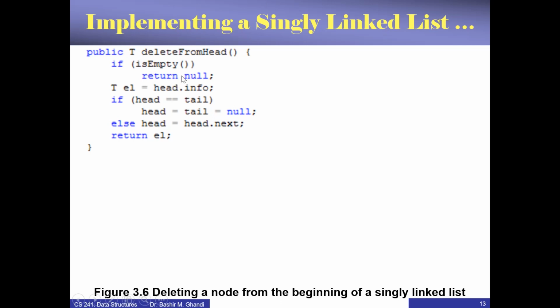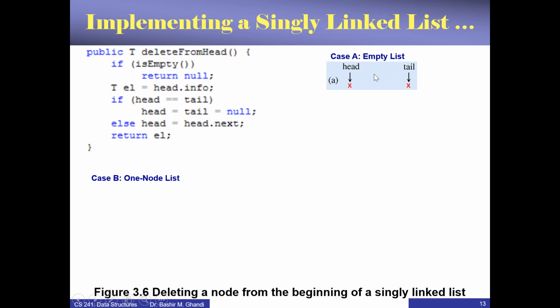So if that is the case, simply return. Notice that the delete from head method is not void. The idea is we want to delete a node, but at the same time return the information inside that node. So the delete from head is not a void method. It's deleting the node, yes, but it is also returning the info of the node that has been deleted. Now, if the list is empty, as you can see here, there is no node.